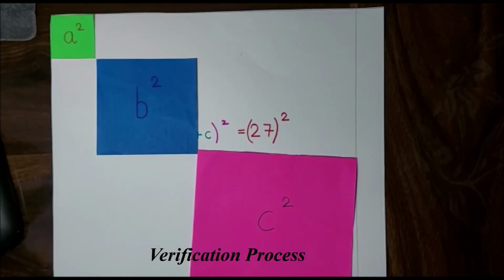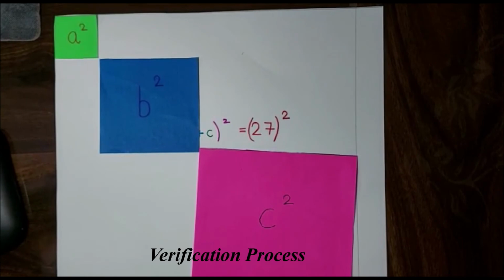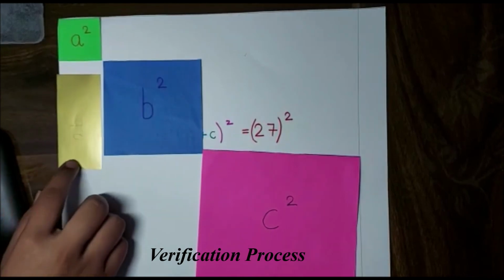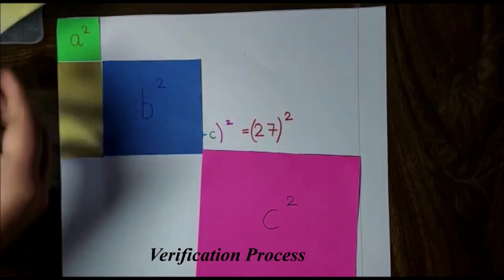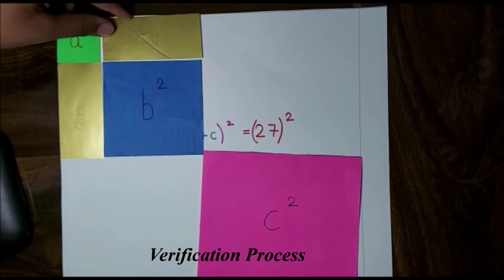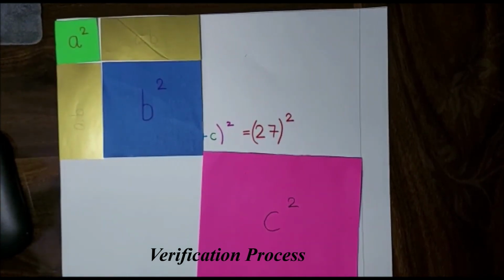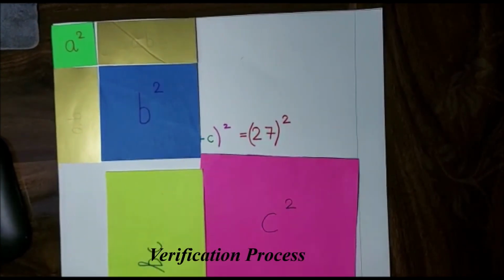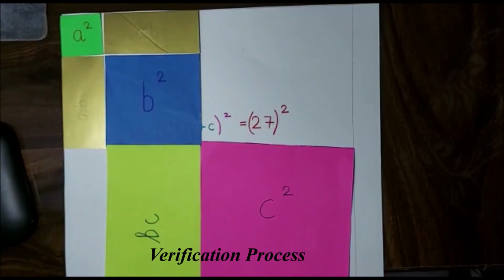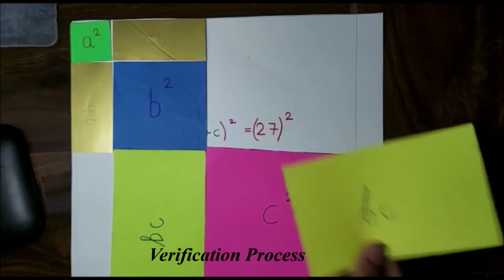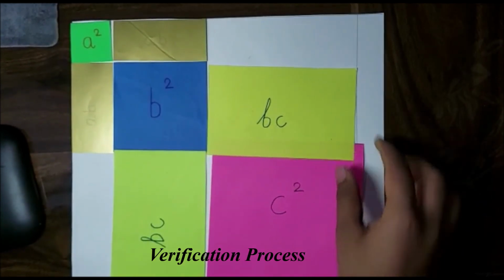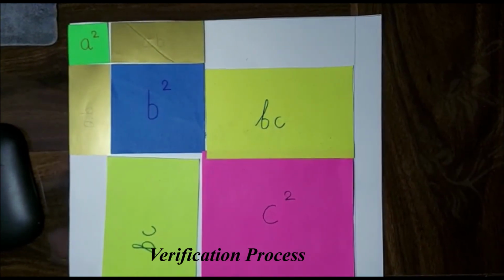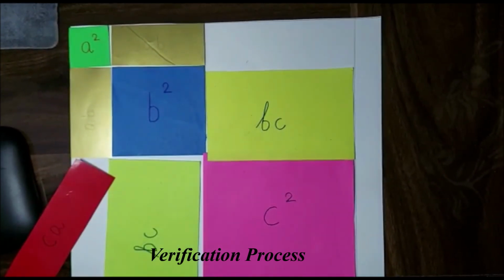Now we are taking the rectangles ab and placing it like this. And then bc rectangles. This. And at last, ca rectangle.